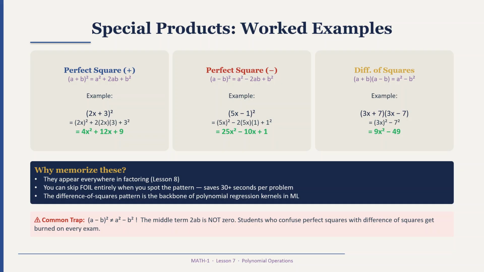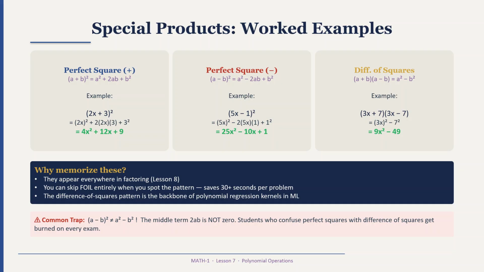Example 3. Difference of squares. Expand the quantity 3x plus 4 times 3x minus 4. A squared is 9x squared, b squared is 16.